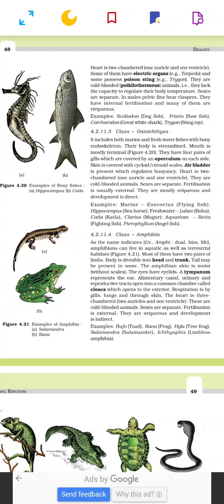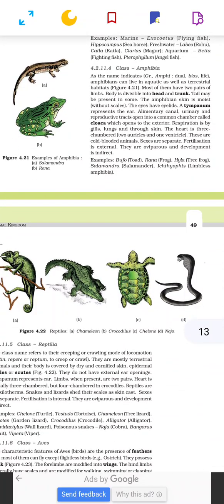In figure 4.21, examples of amphibians are shown: Salamandra and Rana. Examples of amphibia are Bufo toad, Rana frog, Hyla tree frog, Salamandra salamander, and Ichthyophis, a limbless amphibian.